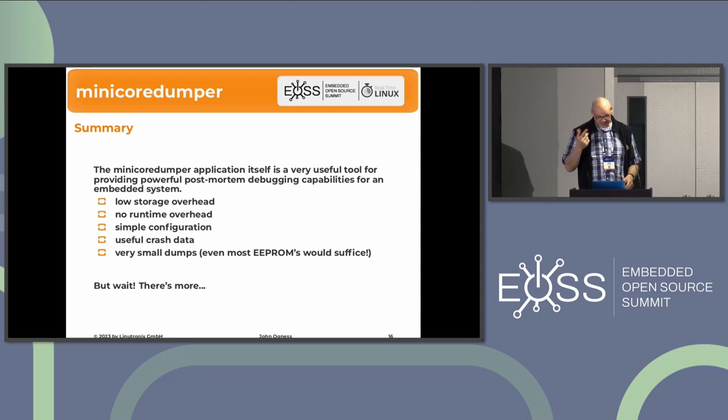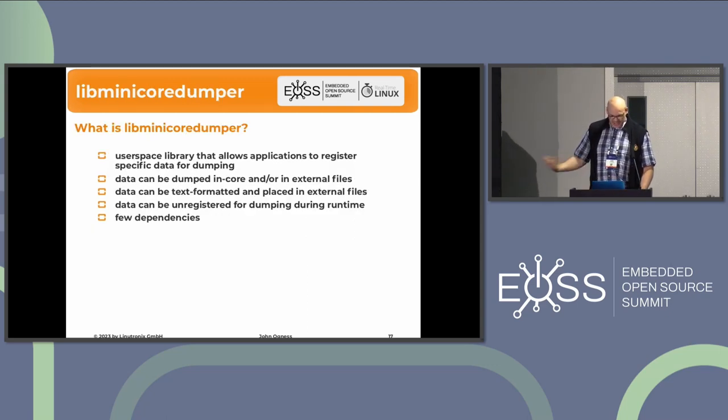Okay, but that's not everything. Remember, I said there are three components. This is the most interesting component, but it's not the only one. The next one is the libminicoredumper. This is basically just a library that you can link to your application to specify special data that you want to dump. So if I crash, I would like certain things, this linked list or these symbols, also dumped in. That's what libminicoredumper is for. It supports dumping the data directly into the core file, or you can dump it into external files if you just want the raw binary data, or maybe a text interpretation of that data.